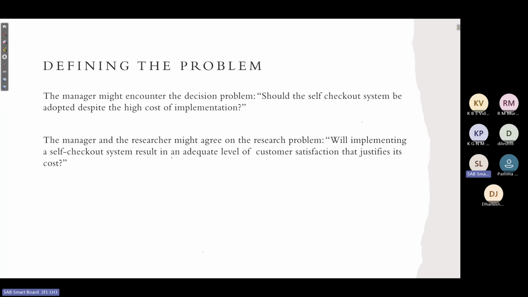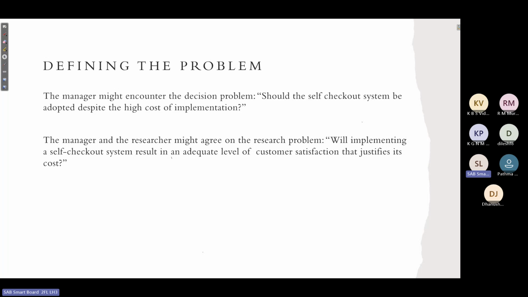So based on this one, the manager has a managerial problem. I told you before going to a research problem, any manager or any organization's manager can have their managerial problems, like their sales are going down and their customer base is going down, right? In this case also, the manager is considering whether the self-checkout system should be adopted despite the high cost of implementation. This self-checkout system is a huge cost. So the manager has a problem with the high cost. Should they go for a self-checkout system?